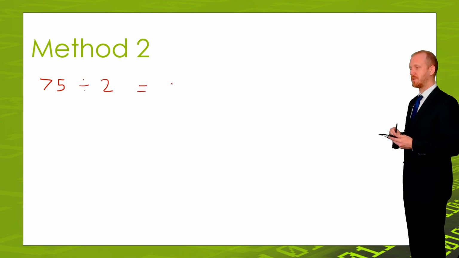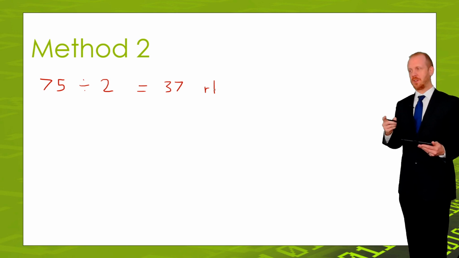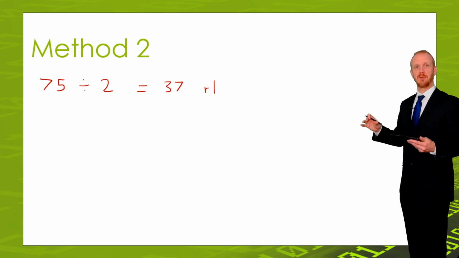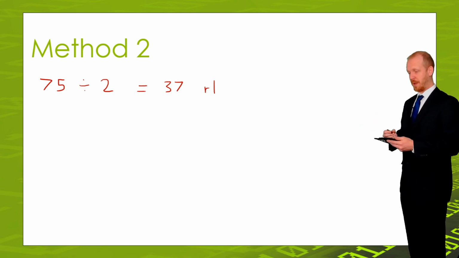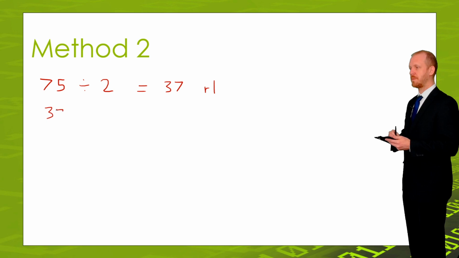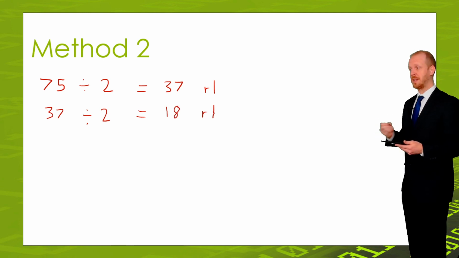Now that leaves us with 37 and 1 remainder. Now this is not decimal division. It comes to 37.5, but that 0.5 represents 1 that's left over. So in this one, if it comes to 37 and a half, that's 1 remainder. If it comes to 37 and nothing else, then it's no remainders. So then we take that 37 and we divide that by 2. That'll leave us with 18, also with a remainder because it comes to 18 and a half.